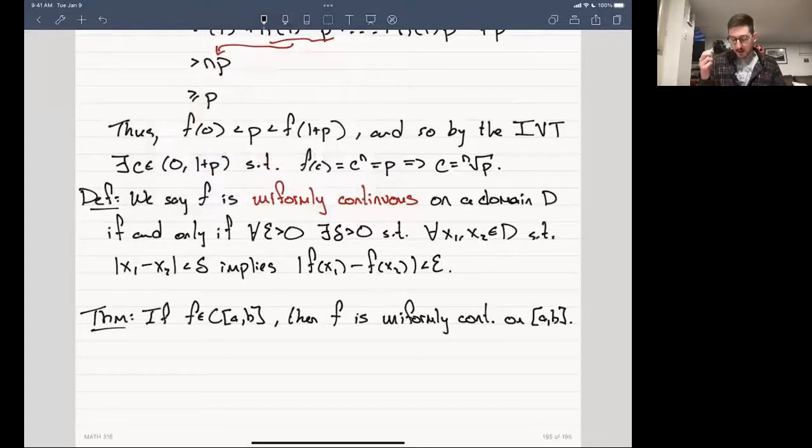But nonetheless, this tells us that if you were confused about continuity and uniform continuity, well, as long as you're looking at closed intervals, you don't have to be confused anymore, because you know that continuity tells you you are uniformly continuous.